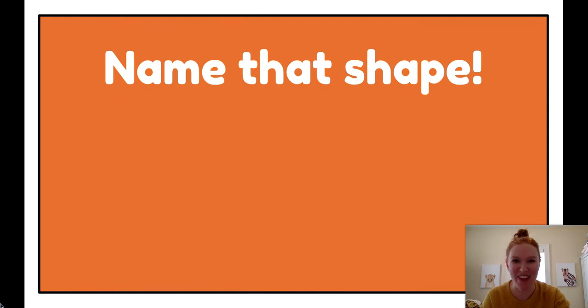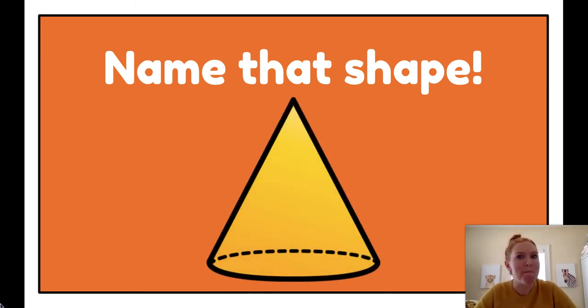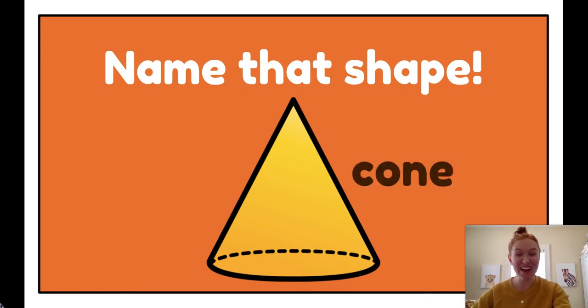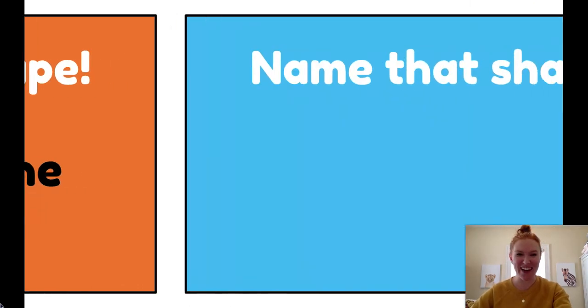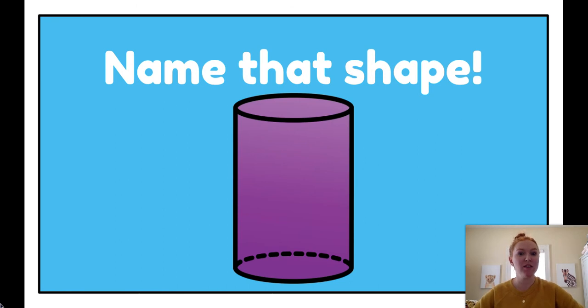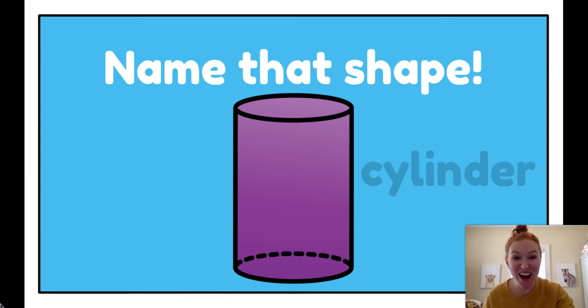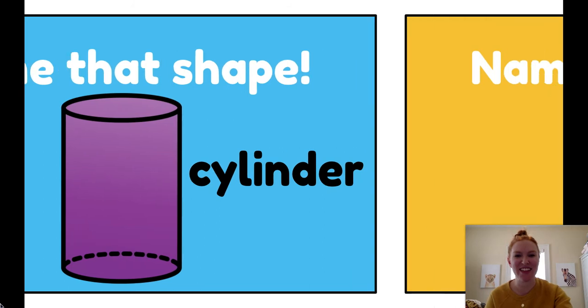Quiz time. You ready? I'm going to show you a shape and you see if you can remember what it's called. Ready? Here we go. What's that shape? It's got a circle on the bottom. It's got a point at the top. If you flip it over, you can eat ice cream out of it. It's called a cone. All right, let's try another one. Circle on top, circle on the bottom, curved sides. That's called a cylinder.